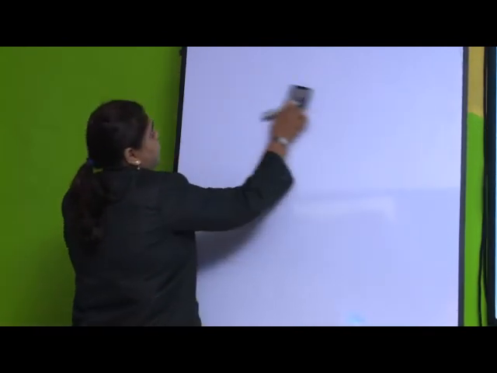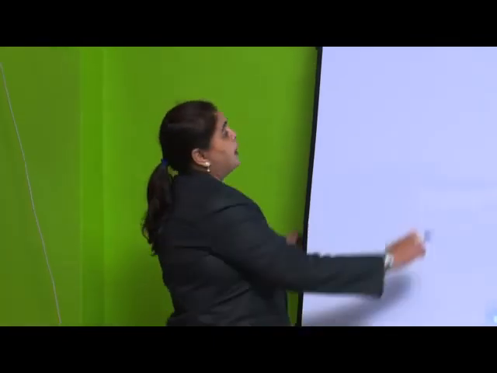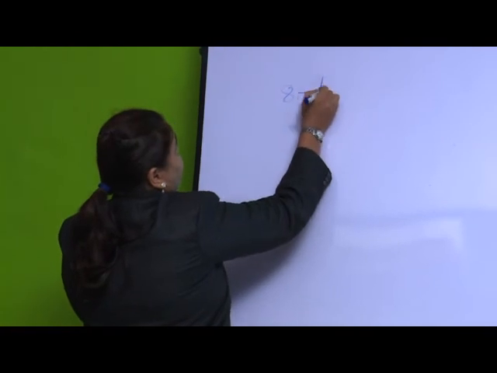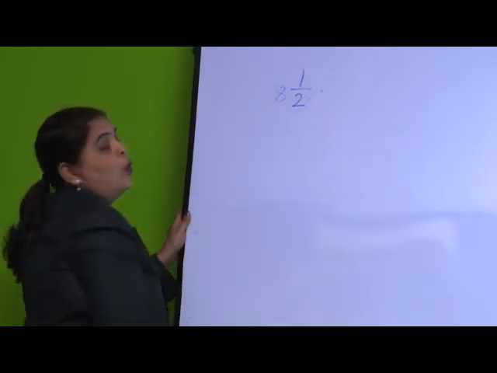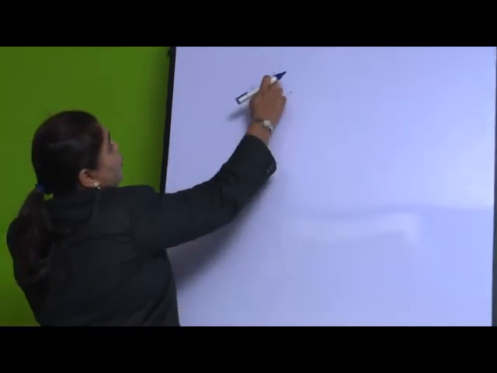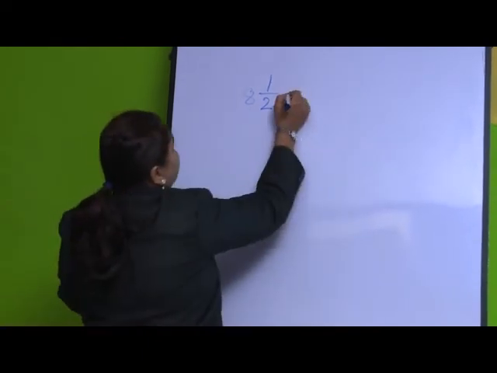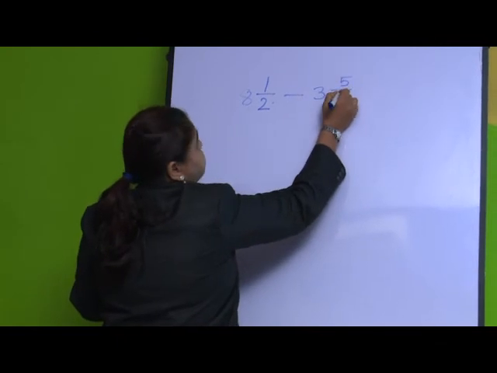Now, already we had seen in the videos and I had explained what a mixed fraction is. We will see one example of a mixed fraction which will be very easy to understand, so that you can find a number of sums on your own. Suppose it is 8 whole 1 upon 2 minus 3 whole 5 upon 8.